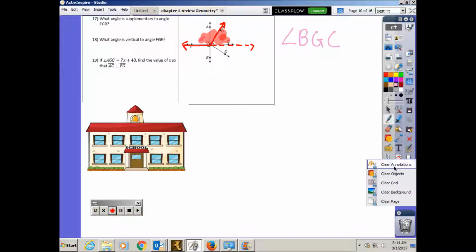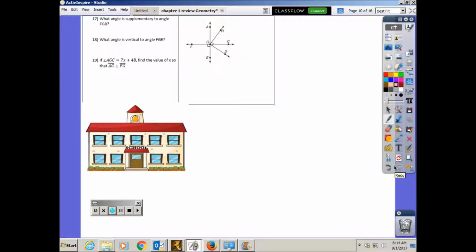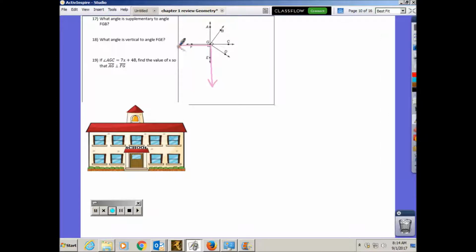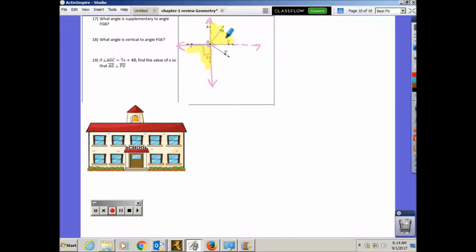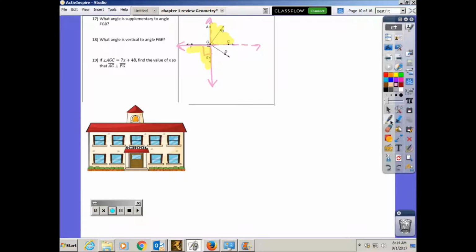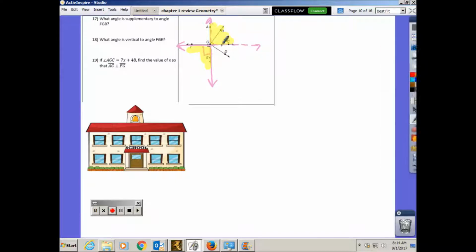Next question. What angle is vertical to FGE? So I said vertical angles form an X. So there was that right angle symbol there. So the angle that is vertical to it, if you need me to highlight it, you can, is that angle. Even though there's a ray going through it, this is one larger angle, made up of two smaller, but that's angle AGC. I could call it CGA.